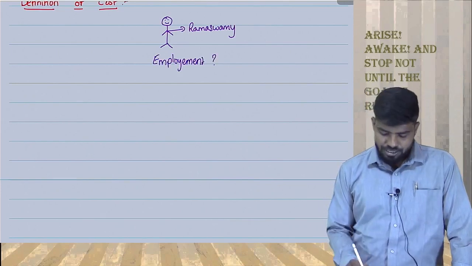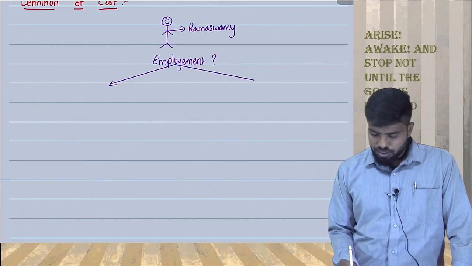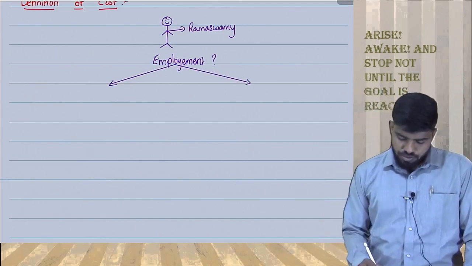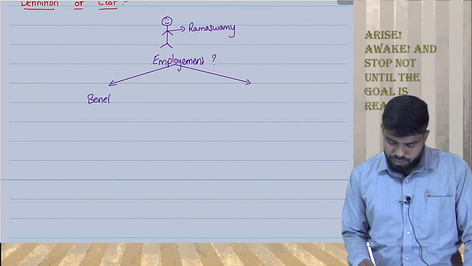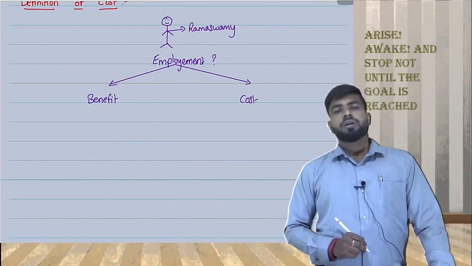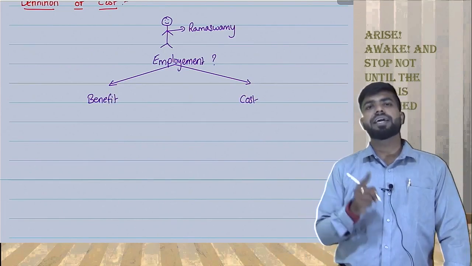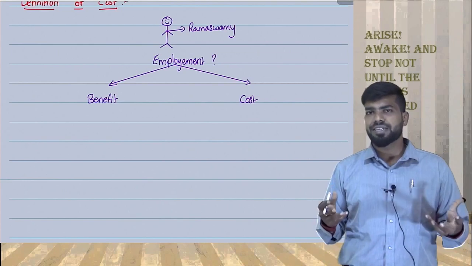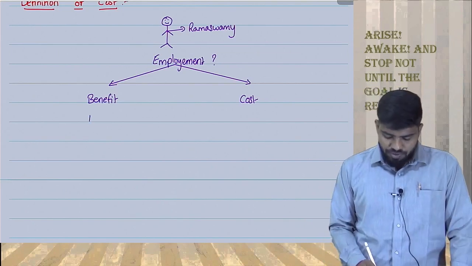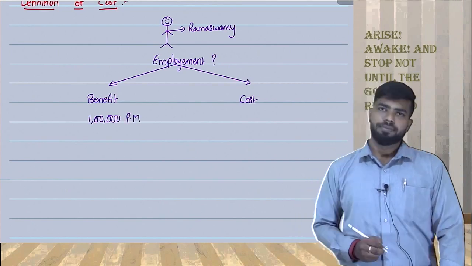How to make the decision? He needs to see what is the benefit and what is the cost. Here, what is the benefit he is going to get if he chooses employment? He already got the all India first rank, so obviously, minimum to minimum they will offer him 1 lakh per month. Correct? This is the benefit he is going to get.